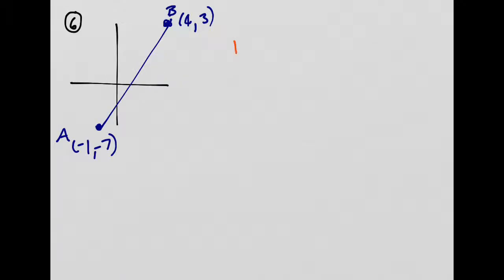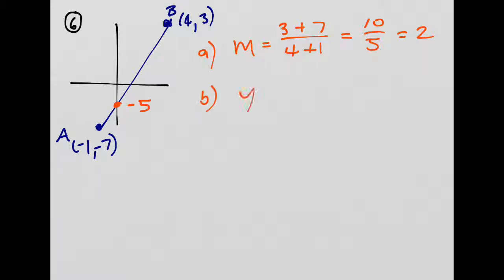Question 6, find the gradient. y2 minus y1 over x2 minus x1. 10/5, which becomes 2. It cuts the y-axis at negative 5, the question tells us. So its equation is just going to be y equals 2x take away 5, using y equals mx plus c.